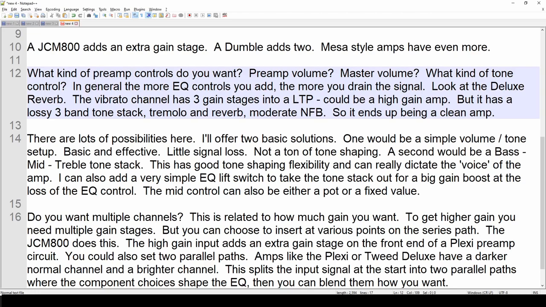So for example, the vibrato channel of a Deluxe Reverb, it has three gain stages, which into a long tail pair phase inverter, which is quite a bit of gain. Could be a high gain amp if you would wire it up in just such a way. But because it has a very lossy three-band EQ tone stack, it's got tube-driven tremolo and reverb, and it's got moderate negative feedback, it ends up being a very clean amp. So there's a lot of give and take there.